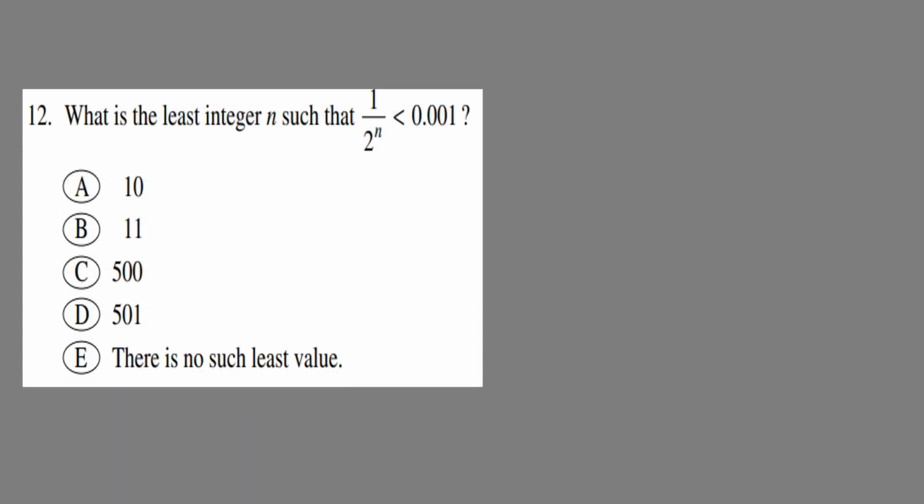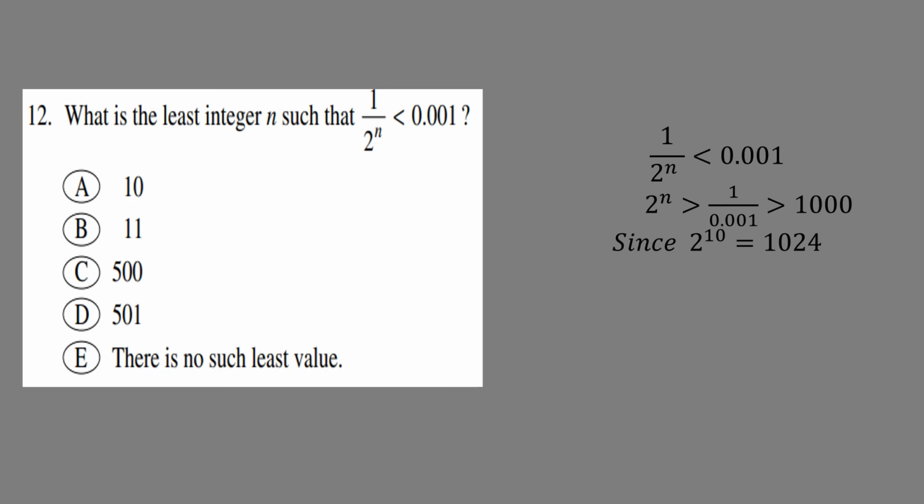What is the least integer n such that 1 by 2 raised to n is less than 0.001? If I take the inequality 1 by 2 raised to n less than 0.001, by taking the reciprocal, I get 2 raised to n is greater than, because when you take the reciprocal, the inequality sign changes. So it is greater than 1 by 0.001, but 1 by 0.001 is nothing but 1000. So you have to have a value n such that 2 raised to n is greater than 1000.